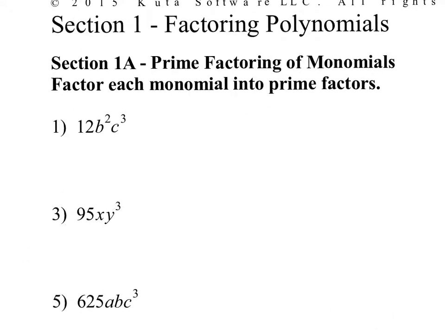we have 12b squared c cubed. We want to look at the numerical coefficient. Remember, we talk about the coefficient being the number out in front of the variables, and we want to look at factoring 12 down into the prime factors. There's many different ways you can do this. I am going to look at basically a prime factorization tree.